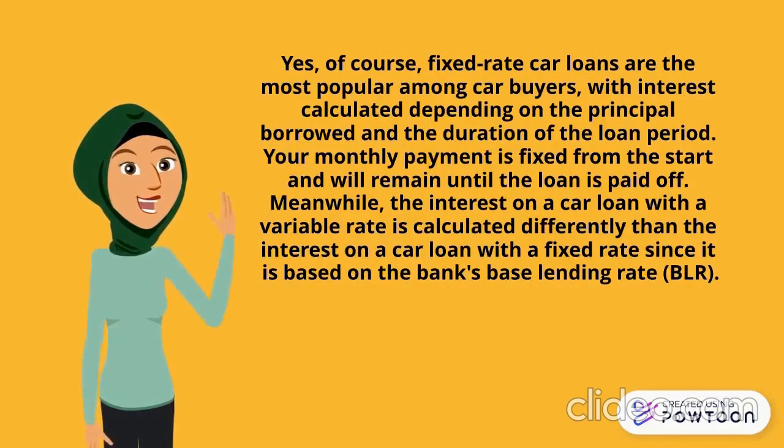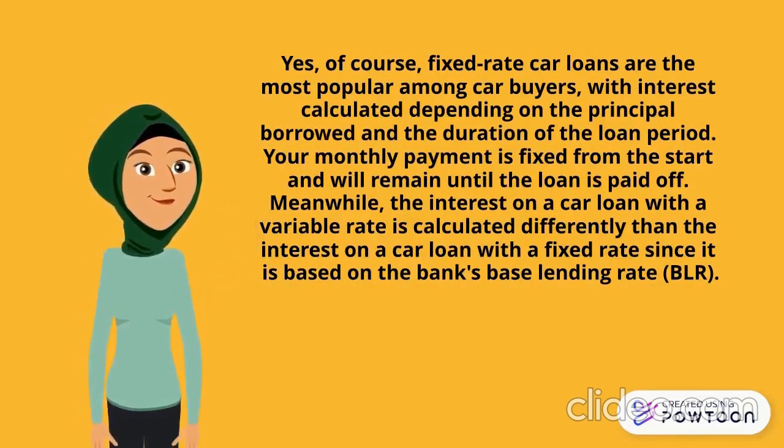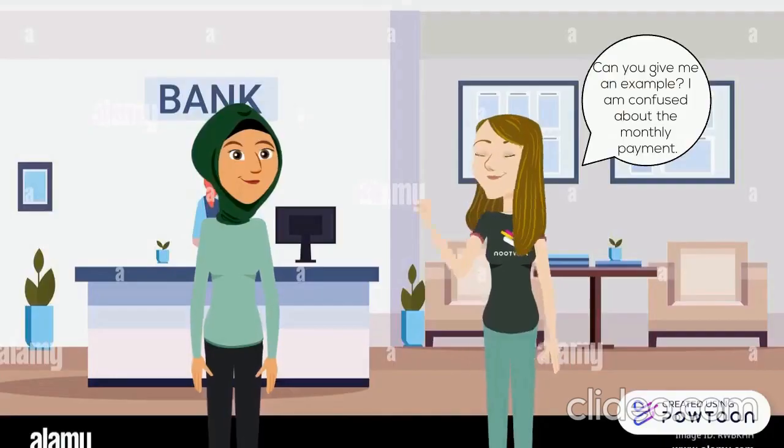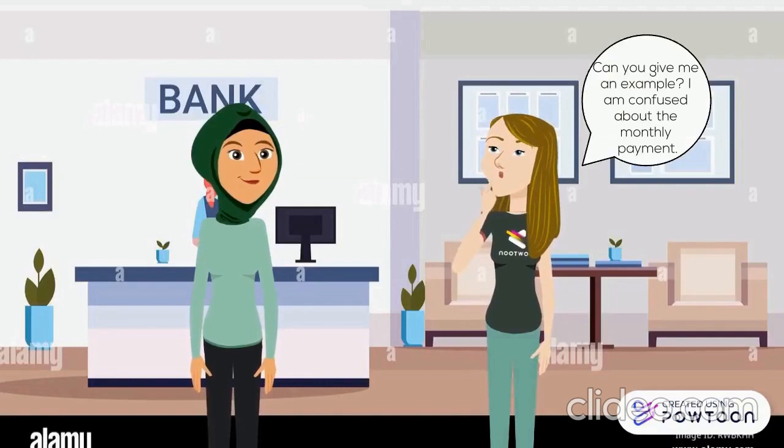Yes, of course. Fixed rate car loans are the most popular among car buyers, with interest calculated depending on the principal borrowed and the duration of the loan period. Your monthly payment is fixed from the start and will remain until the loan is paid off. Meanwhile, the interest on a car loan with a variable rate is calculated differently than the interest on a car loan with a fixed rate, since it is based on the bank's base lending rate (BLR). Can you give me an example? I am confused about the monthly payment.